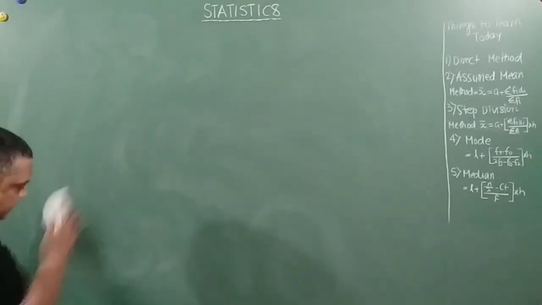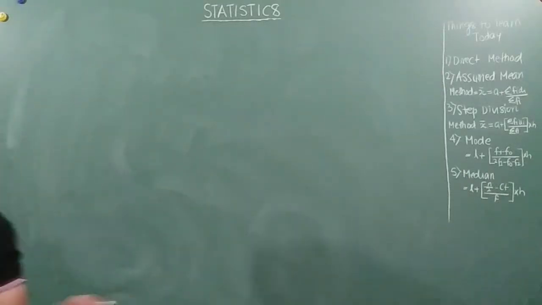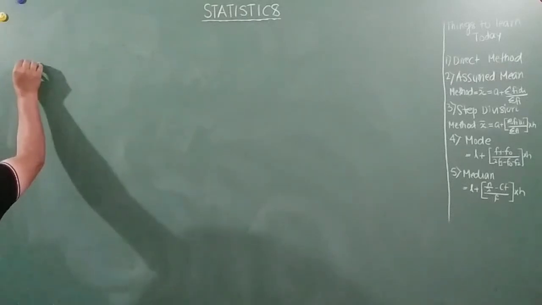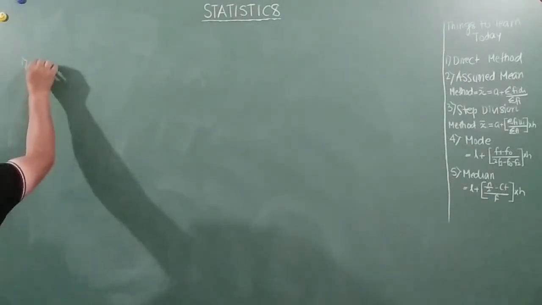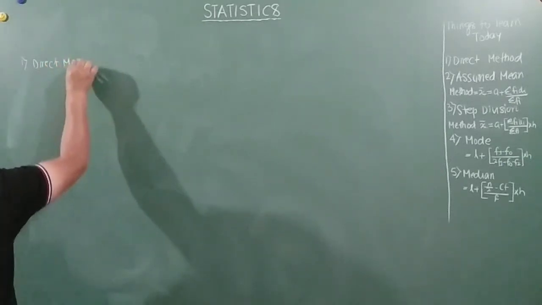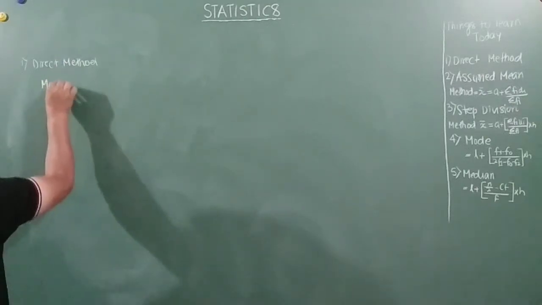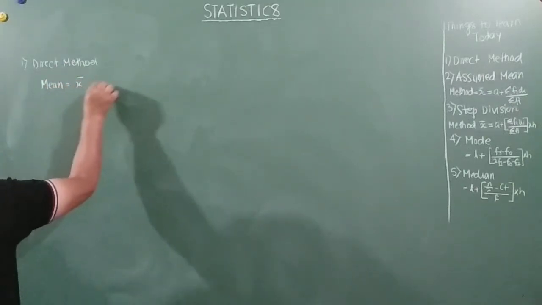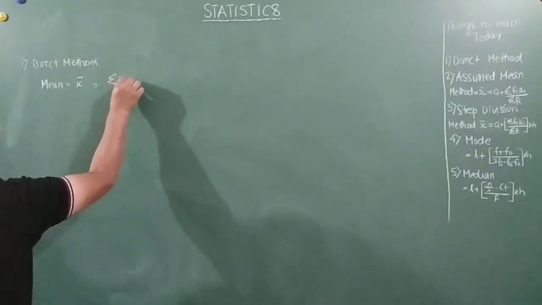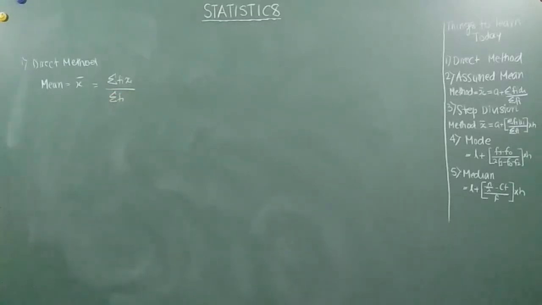Sorry, I said that I will basically derive the formula for you. So friends, the direct method we all know, and then we will move on to that problem. Direct method, mean: x bar is equal to sigma fi xi divided by sigma fi. Right? We all know this.